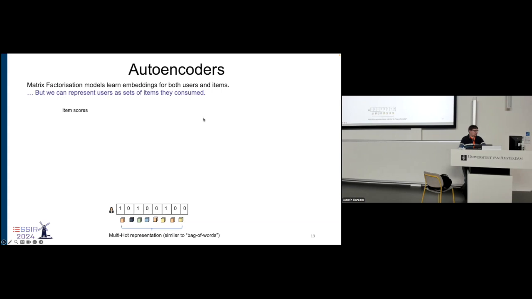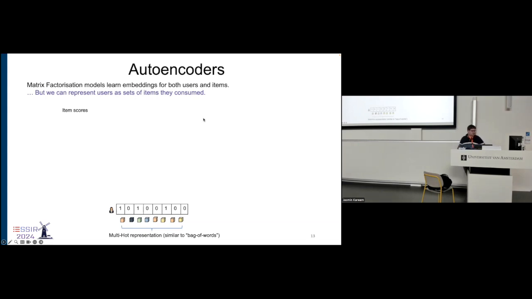Maybe not. So there is this idea that, okay, let's try to represent a user as a set of items that this user consumed. And here's an example. So we have a user, and for every item for this user, we have 1 if the user consumed the item and 0 if the user didn't consume. Alternatively, this is more explicit, it might be a rating, but in this case we just assume binary relevance.